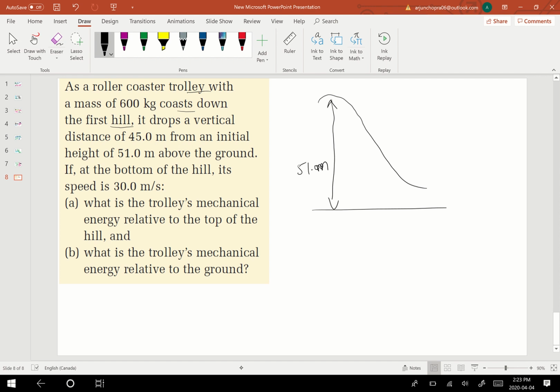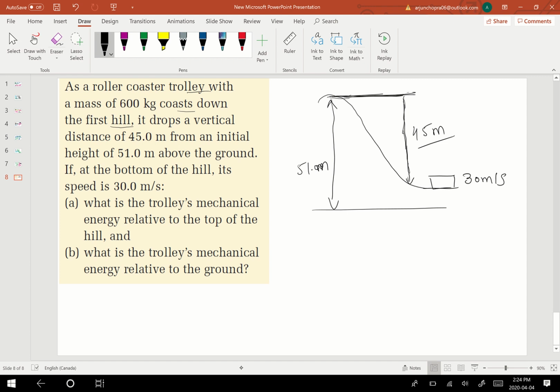And then at the bottom of the hill it is at a speed of 30 meters per second. The speed of the trolley at the bottom of the hill is 30 meters per second. When it reaches here, it is at 30 meters per second because it's coming down a height of 45 meters starting from this point. If this is the reference point, it is going downwards a height of 45 meters.